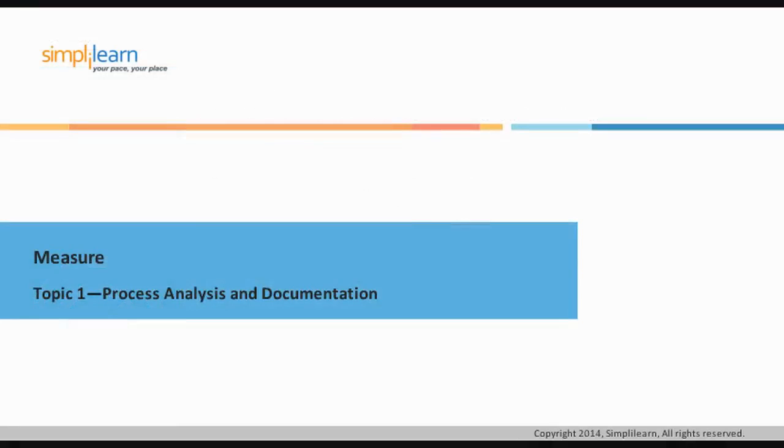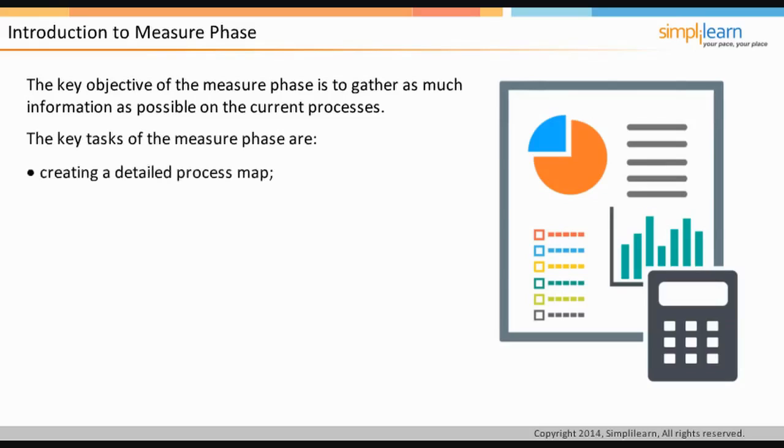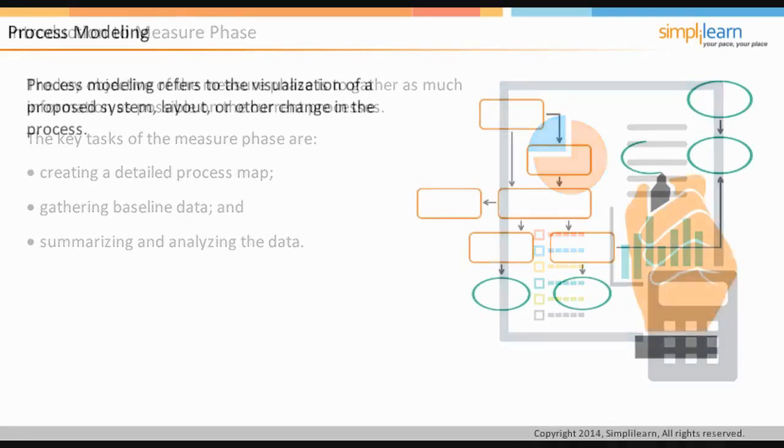In this topic, we will discuss process analysis and documentation in detail. Let us start with an introduction to the measure phase in the following screen. The measure phase is the second phase in a Six Sigma project. The key objective of the measure phase is to gather as much information as possible on the current processes. This involves three key tasks, that is, creating a detailed process map, gathering baseline data, and summarizing and analyzing the data. Let us understand process modeling in the following screen.